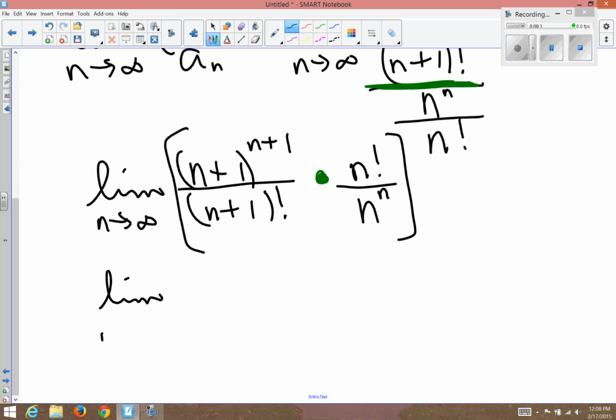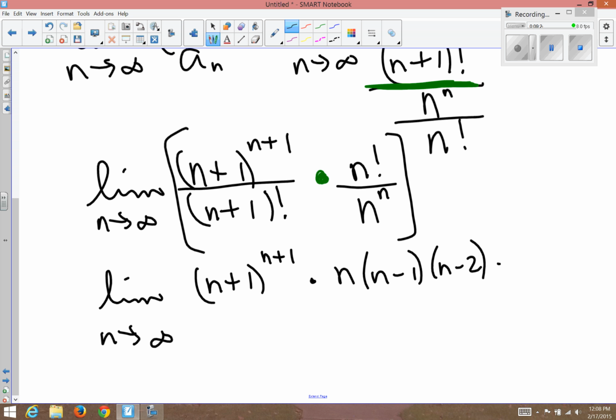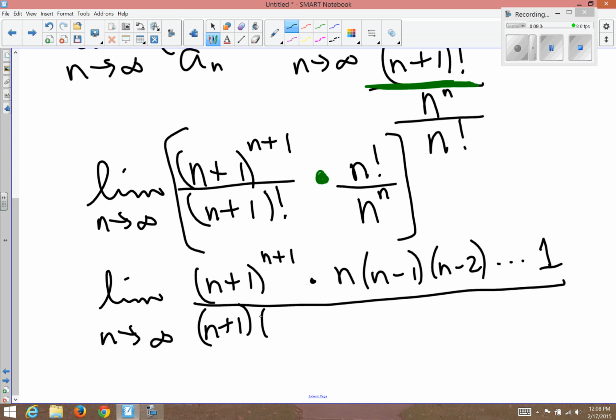So we have the limit as n approaches infinity of (n+1)^(n+1) times n factorial. n factorial means n times n minus 1 times n minus 2, etc., until we get to 1. (n+1) factorial down here means n plus 1 times n times n minus 1 times n minus 2, etc., stopping when we get to 1. And we also have n raised to the n in this denominator.